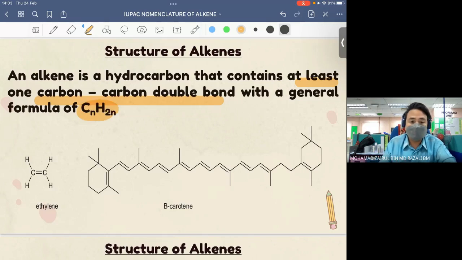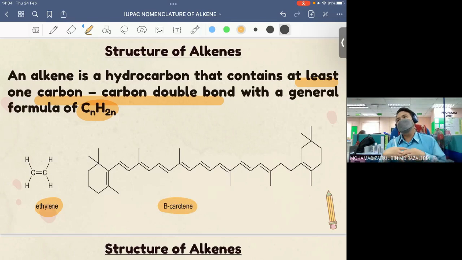So another example of alkene is ethylene. So ethylene is one of the important components untuk kita ripenkan fruits. Macam banana, mango semua tu, kalau kita nak ripenkan itu punya fruit, kita akan gunakan ethylene lah. So another is beta carotene.